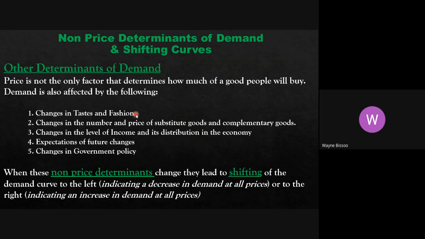So there are other things here that we talked about: changes in taste and fashion, changes in the number and prices of substitutes and complementary goods, changes in the level of income and its distribution in the economy, expectations of changes in the future, and changes in government policy. Whenever these things change, we don't illustrate the impact of that by movements along the curve. We look at them as being illustrated through shifting of demand curves.